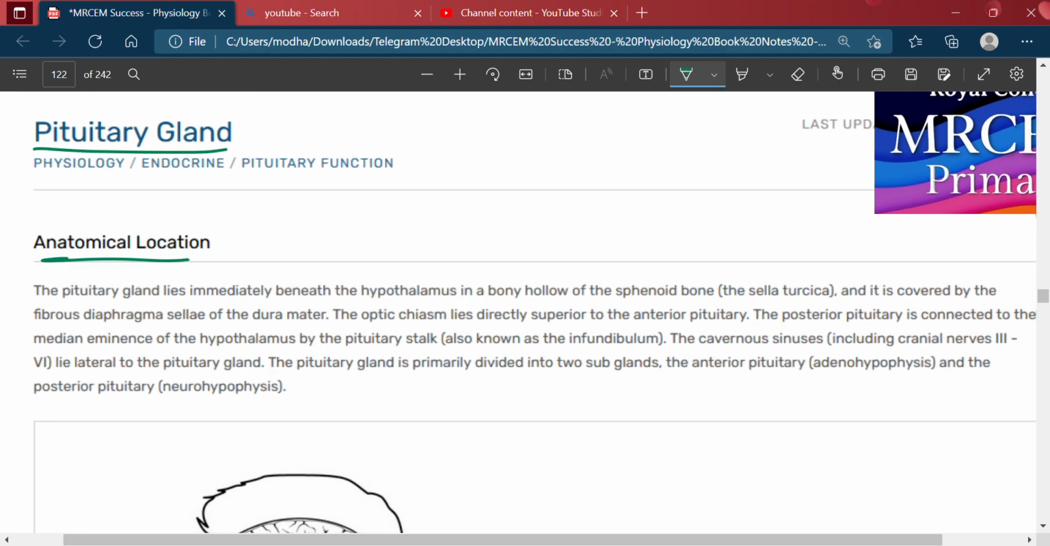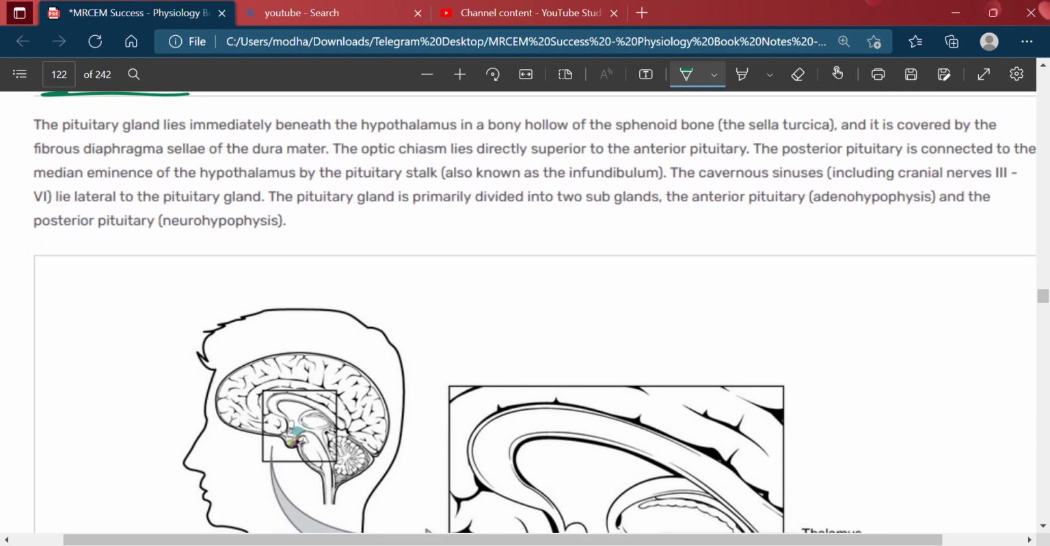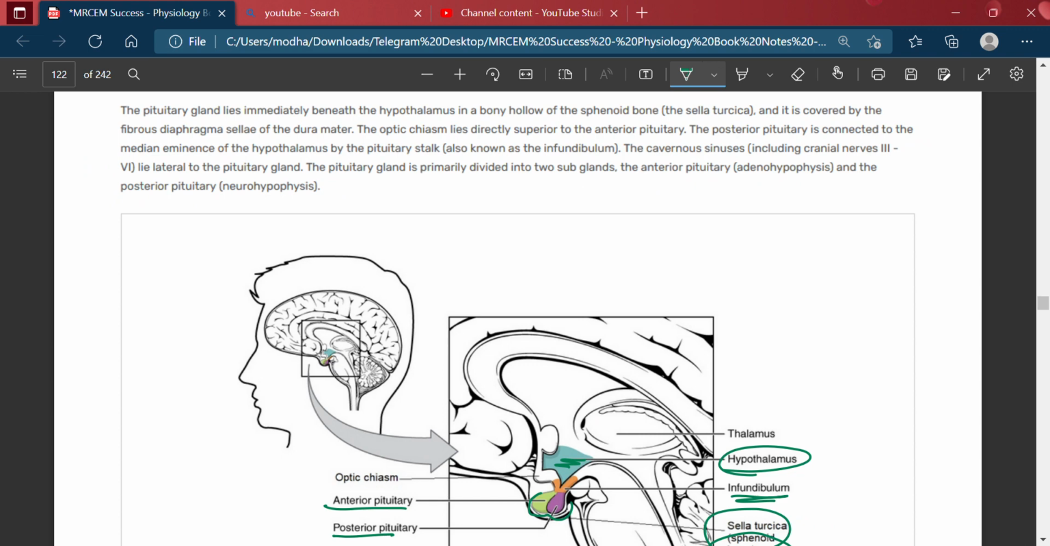Anatomical location: the pituitary gland lies immediately beneath the hypothalamus in a bony hollow of the sphenoid bone, the sella turcica, and it is covered by the fibrous diaphragma sellae of the dura mater. The optic chiasma lies directly superior to the anterior pituitary. Here is the optic chiasma.